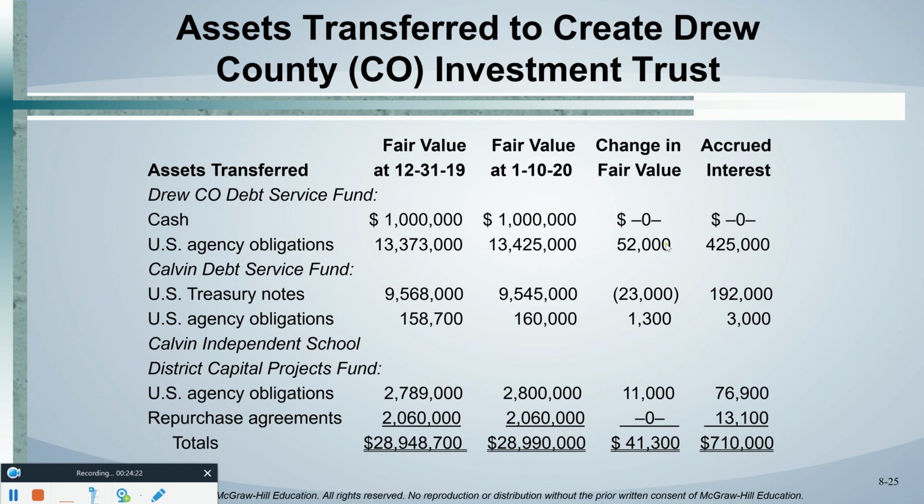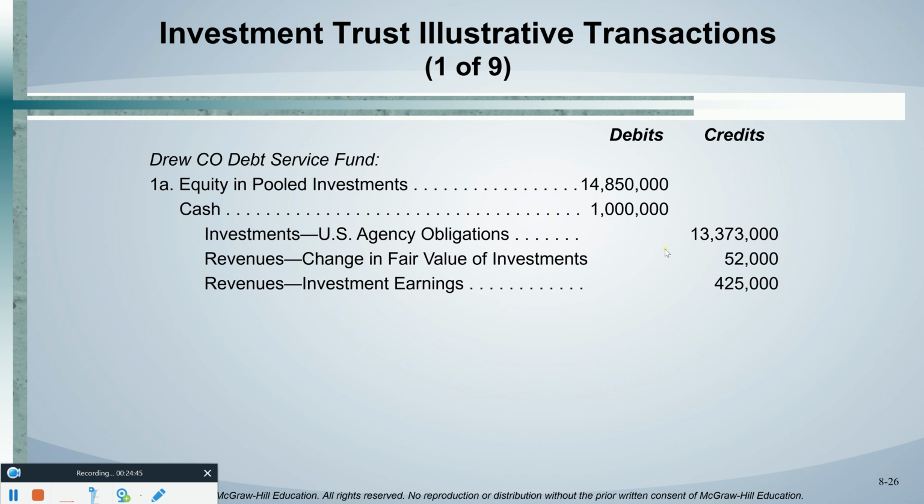Now, in addition, the Drew County Debt Service Fund needs to record the $52,000 change in fair value. If you look at the December 31st, 19th value versus the January 10th, 2020 value, there is a $52,000 increase. Well, that $52,000 increase is going to be recorded for the first time. Here it is, $52,000.